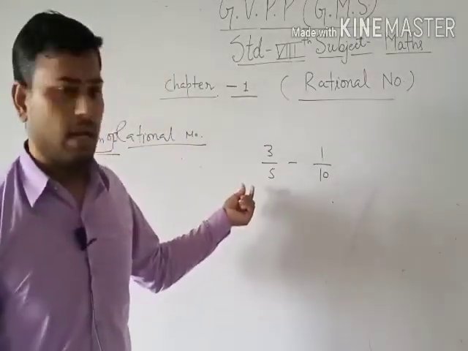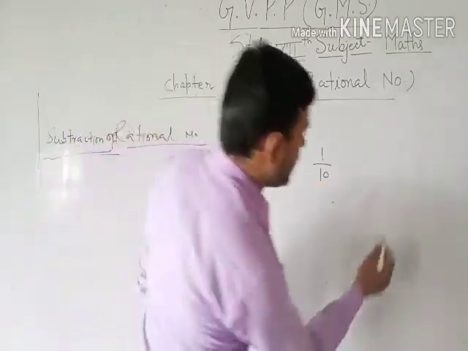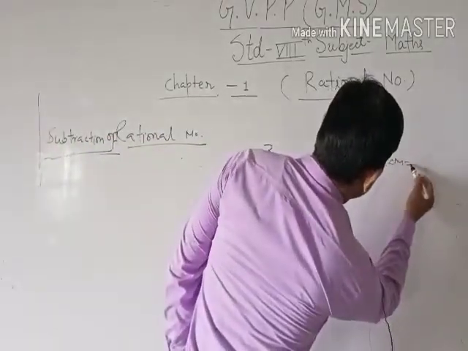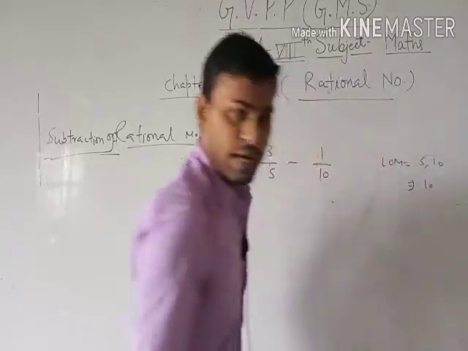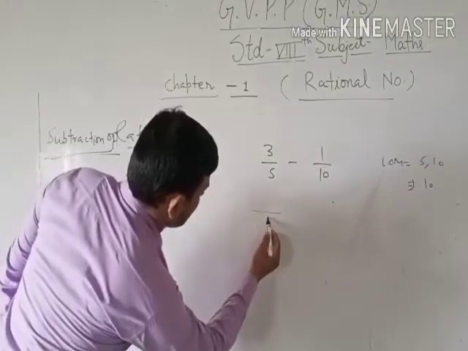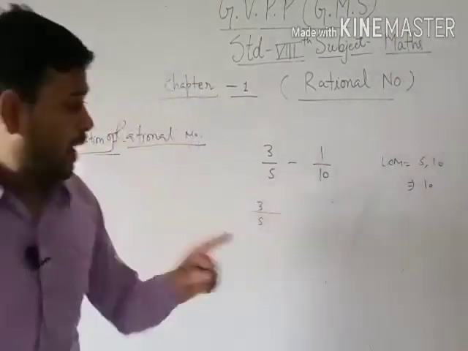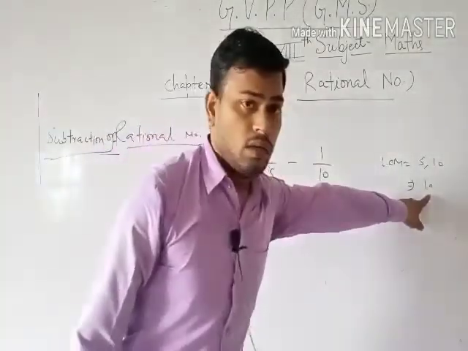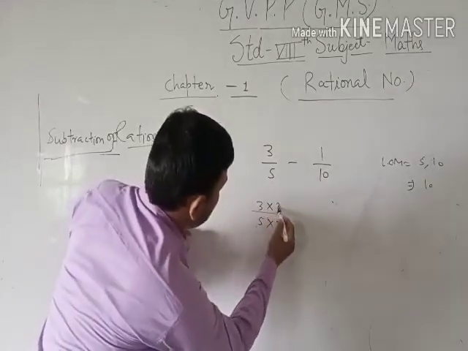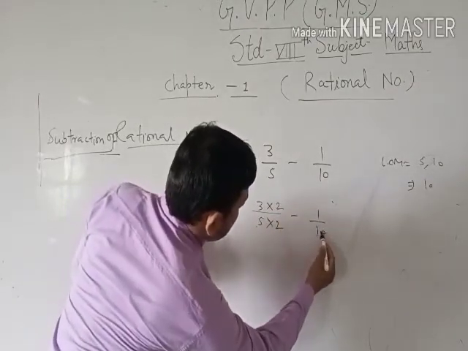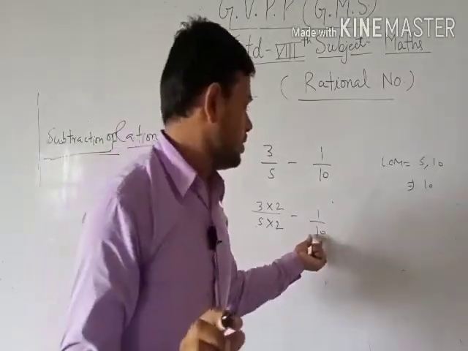So first you will take LCM of both the denominators 5 and 10. And if you take the LCM, you will get what? LCM of 5 and 10, you will get here the 10. Okay. Now you will write here 3 upon 5. And this 5 you have to make 10. So you will multiply by 2. You will also multiply this 3 by 2. Minus you will write here 1 upon 10. This is 10. So you don't need to make this 10.